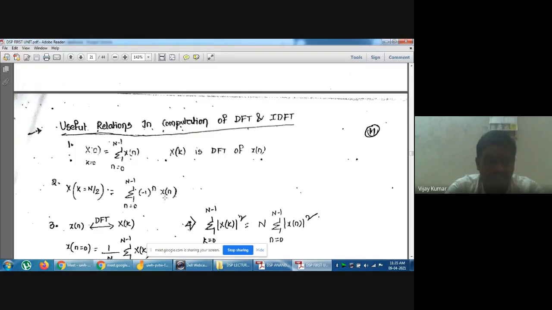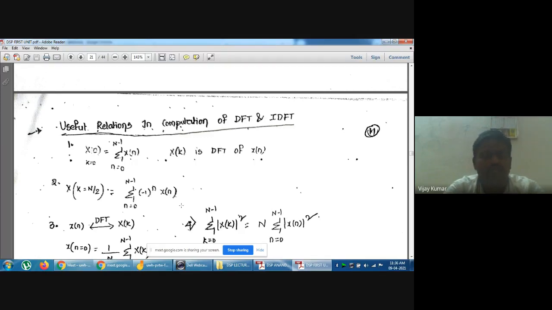So in computing DFT, the first value need not be computed with the formula. This is a shortcut to calculate DFT without using the conventional formula. The first value of DFT will be the sum of all values in x of n. And if you want to compute X of k equal to n by 2, that is the middle value, let us say n equal to 8, X of k equal to 4 will be alternate minus plus of x of n. So these things will be useful in computing DFT very quickly. You can recheck your answer.